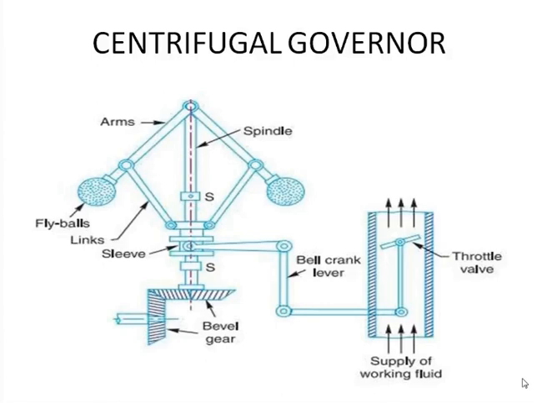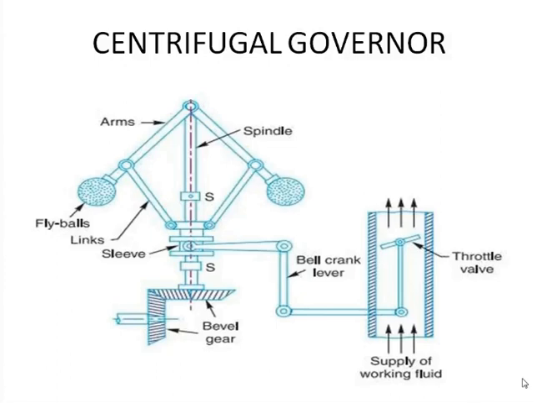The movement of the sleeve is restricted by means of two stoppers, which are called S and S. This means the upper movement of the sleeve will be defined, and the lower movement of the sleeve will be defined.